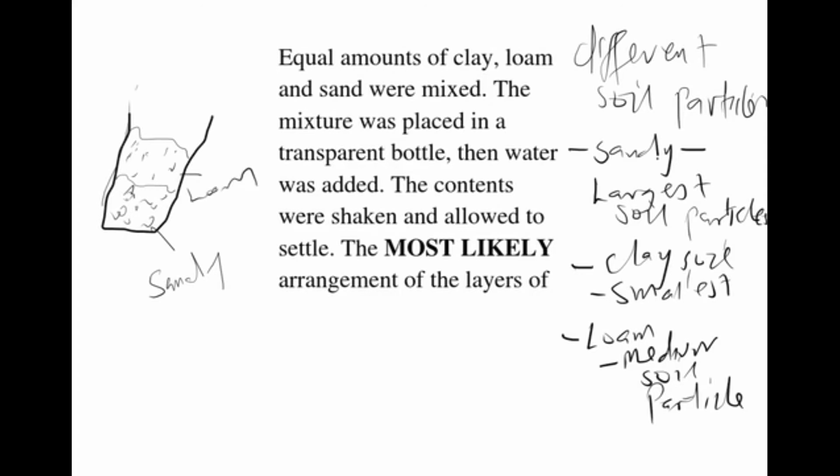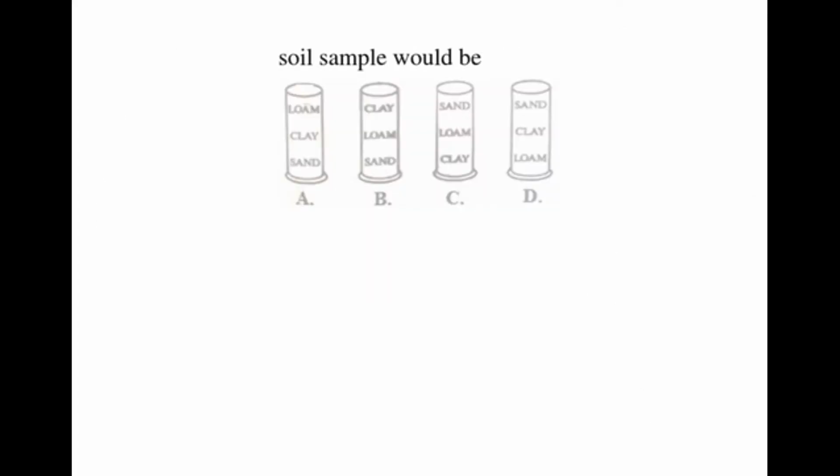Then the final and the last layer there will be a layer of clay soil. The reason is that it has small particles. So the small particles are the ones that are going to appear at the top. Therefore, the correct arrangement there is sand, loam and clay, that is B.